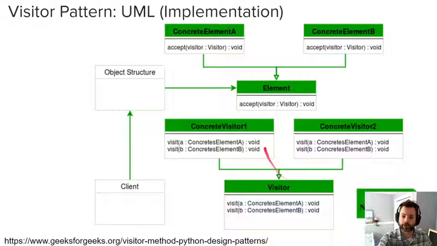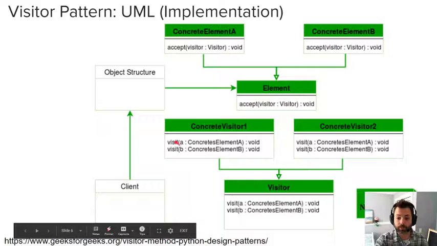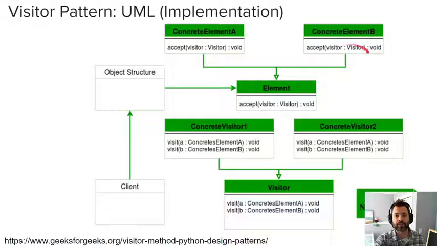Now, what makes this interesting is that you have this specialization happening here, right? This is your generalization construct in UML. You have a generic element, and it has an accept function. Again, this takes in a list of visitors, basically. We have these concrete elements too, right? So concrete element A and B, concrete visitor 1 and 2. These are basically specializations of what a visitor is. Now you see that we have a visit function for each of them. We have an accept function for each of the elements themselves.